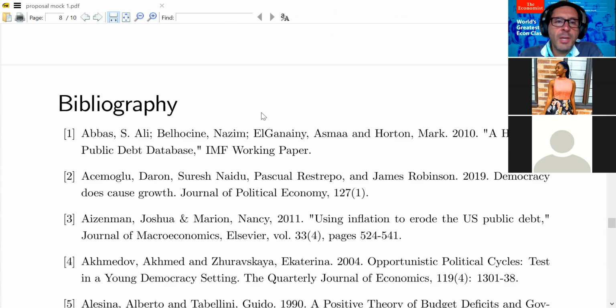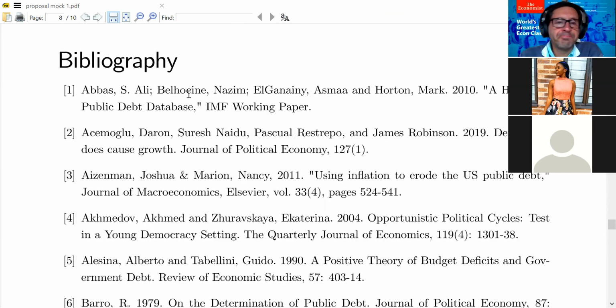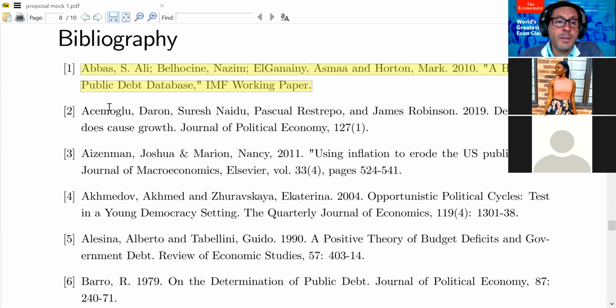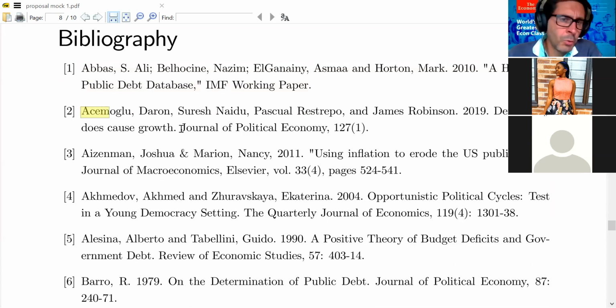And then what I put there, folks, the references. I have much more than 4, 5, or 6 papers there, because this is a fully fledged paper. It's not a proposal. That's the IMF working paper, which explains the data set. And there are papers there.